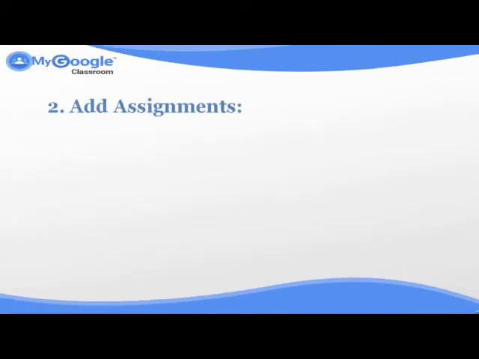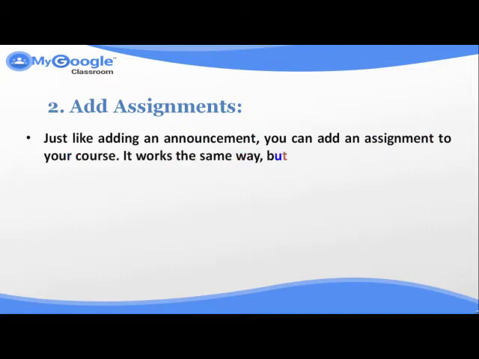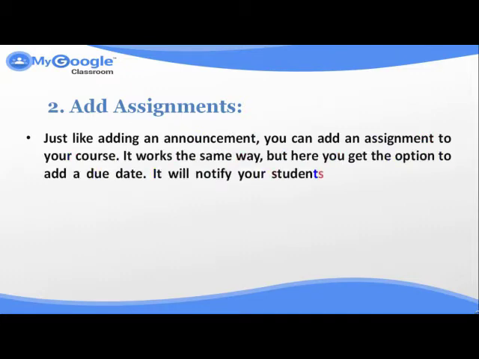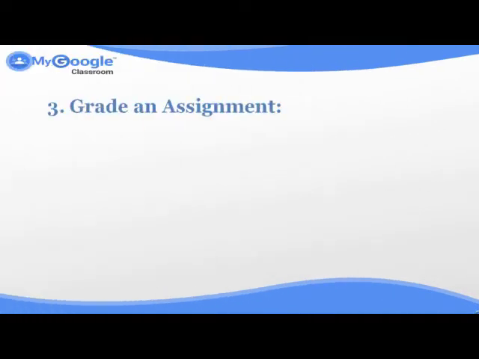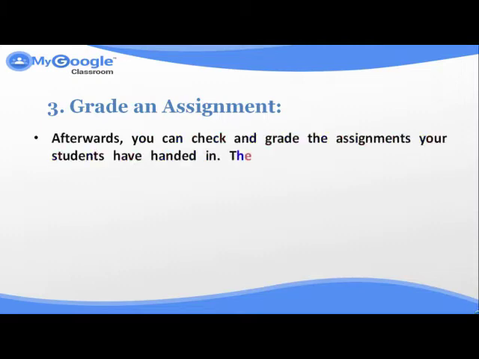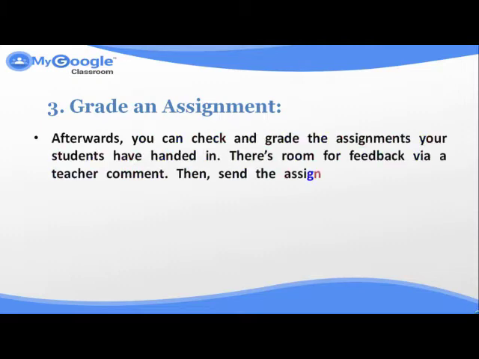Number 2. Add assignments. Just like adding an announcement, you can add an assignment to your course. It works the same way, but here you get the option to add a due date. It will notify your students when they have to make an assignment, and it will also appear in their calendar. Number 3. Grade an assignment. Afterward, you can check and grade the assignments your students have handed in. There's room for feedback via teacher comment. Then send the assignment back to your students.